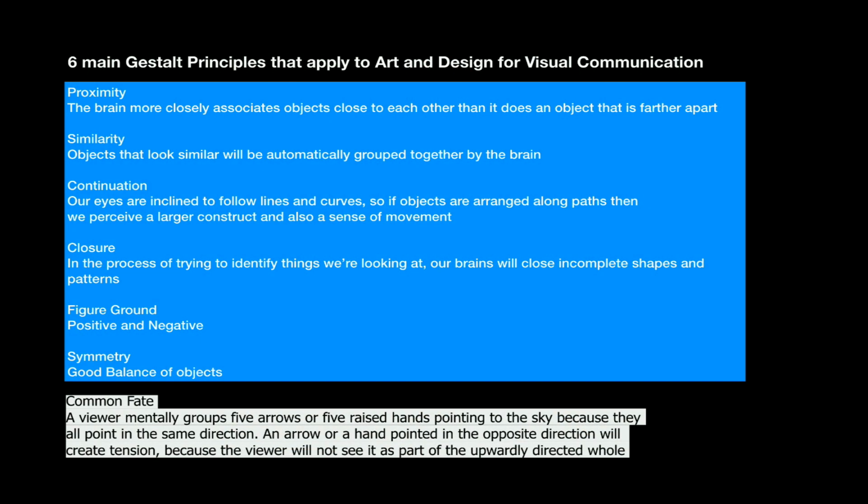The next one is similarity. So objects that look similar to each other will automatically be grouped together, right? So it's taking similar things, and we'll see this a lot in some examples here in a second.